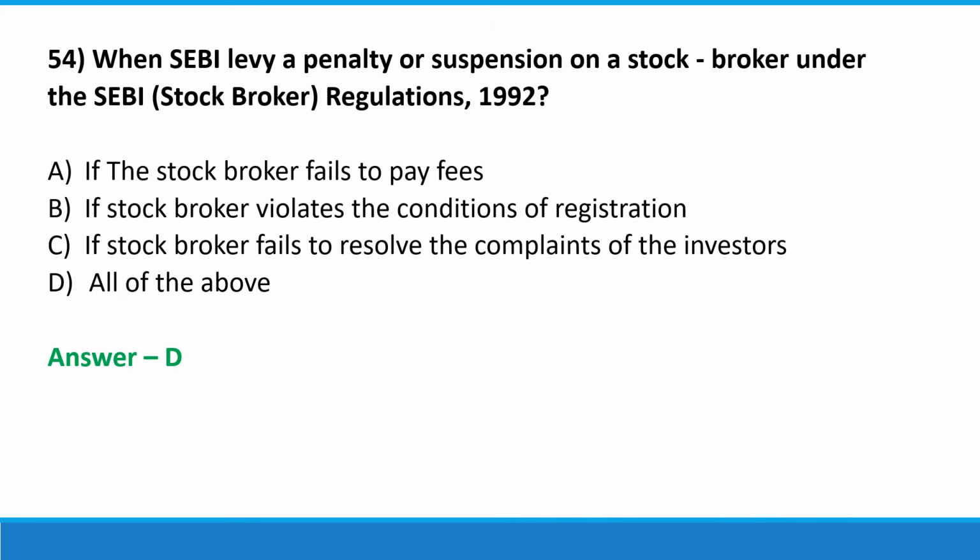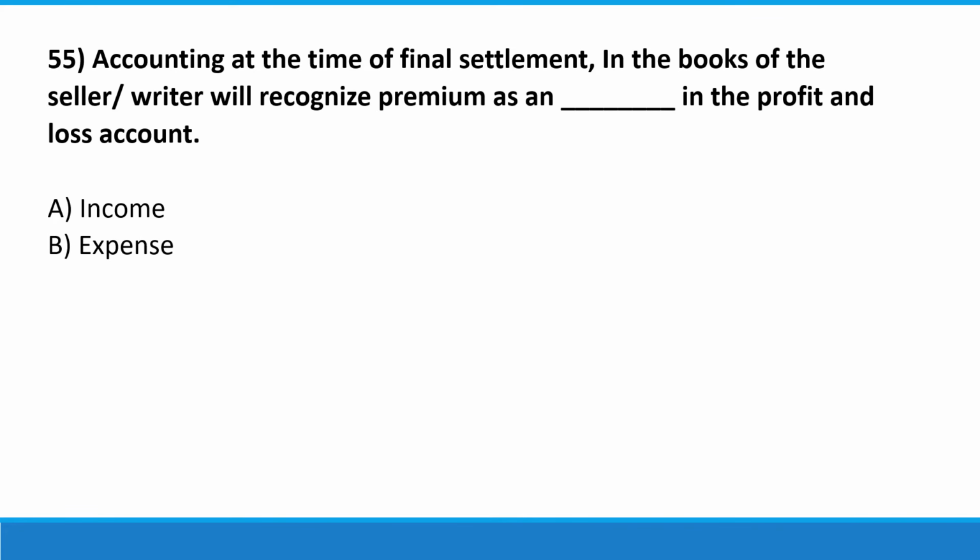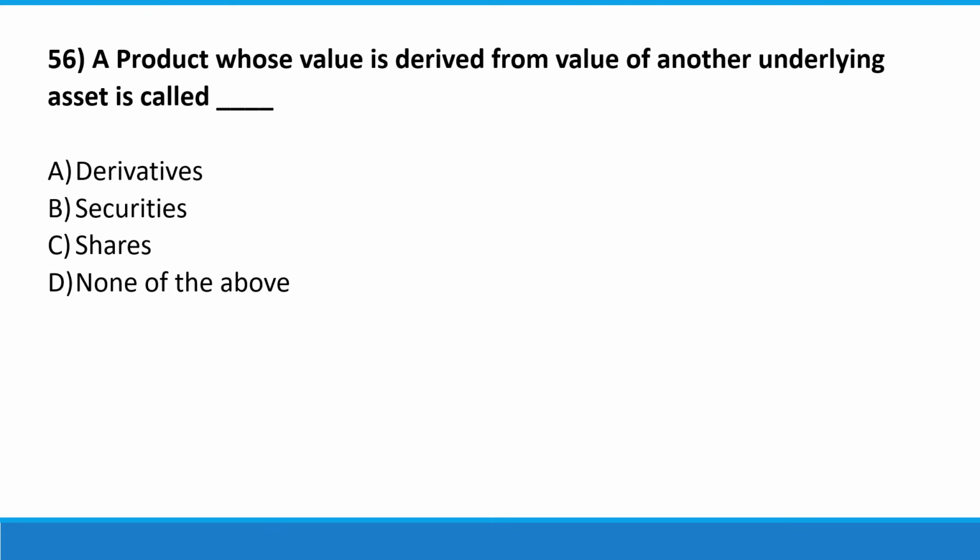Next question. Accounting at the time of final settlement, in the books of the seller or writer will recognize premium as an income or expense in the profit and loss account. The correct answer is option A, income. A product whose value is derived from value of another underlying asset is called option A, derivatives, option B, securities, option C, shares, and option D, none of the above. The correct answer is option A, derivatives.